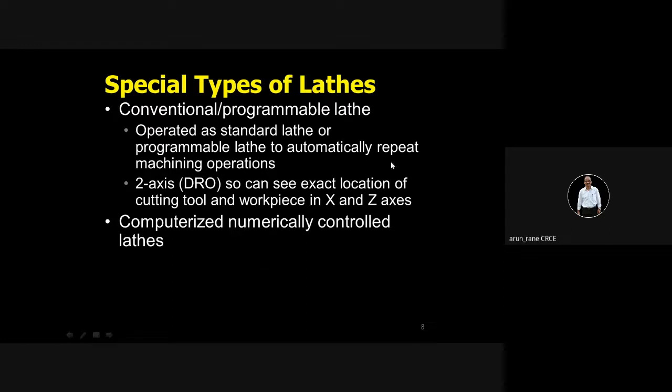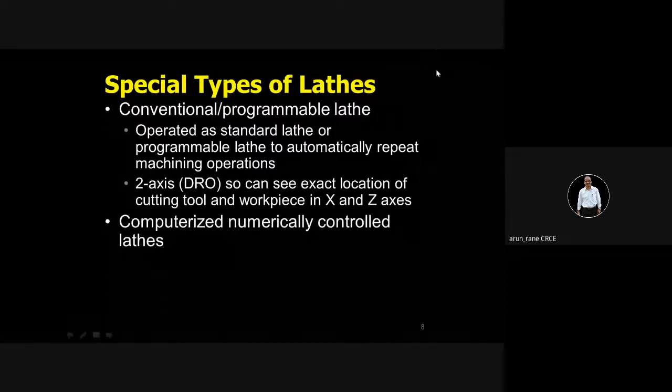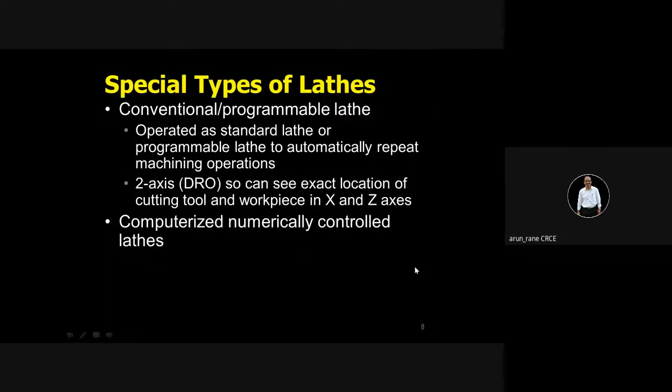So if the lathe is vertical, imagine now, these are called vertical lathes, vertical turret lathes, the axis which is parallel to the spindle will be Z. So in a vertical turret lathe, this vertical axis will become the Z axis. For almost 5 to 6 years, DRO type machines were very popular because they gave the exact location of the cutting tools in the X and Z direction.